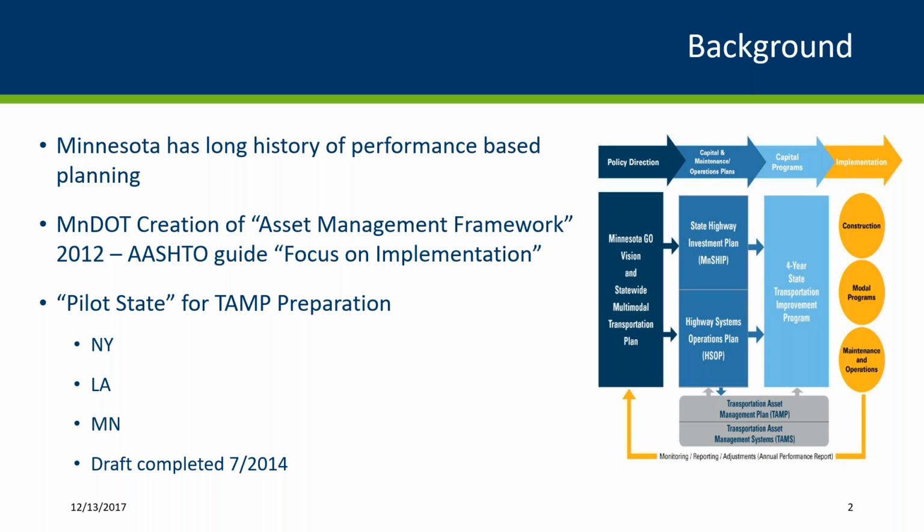Okay, so just as a matter of background, MnDOT's had a pretty long history of performance-based planning. We created measures and targets for pavement back in 1998. We actually in 1997 began with a maintenance business products and service measures system. So those types of things have been around for a long time in MnDOT's history.